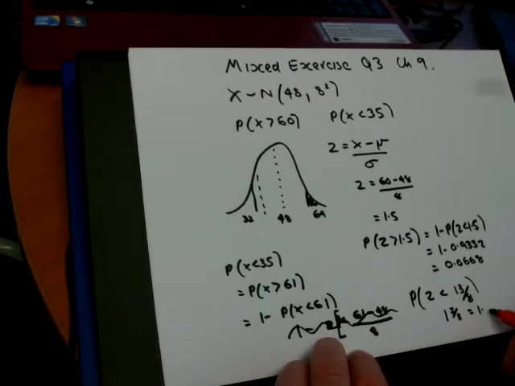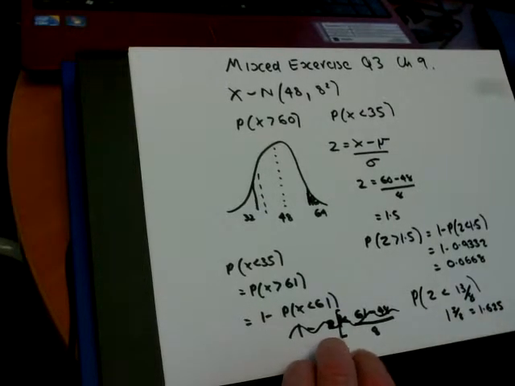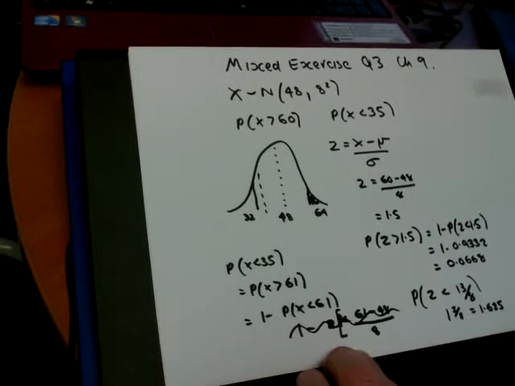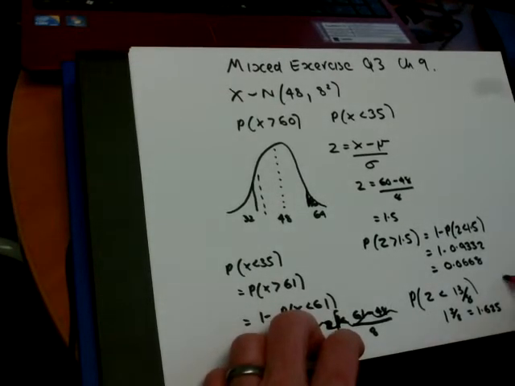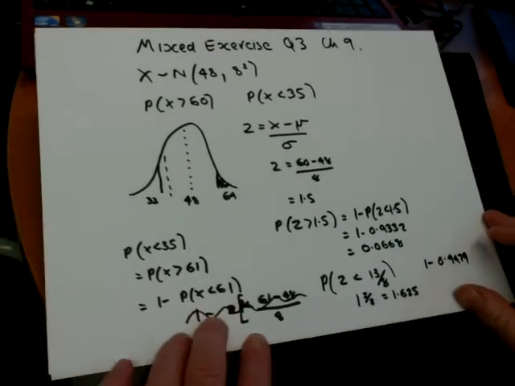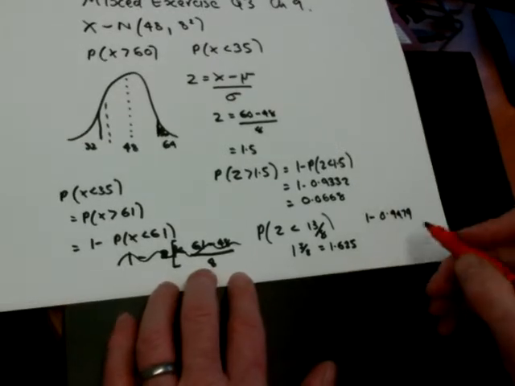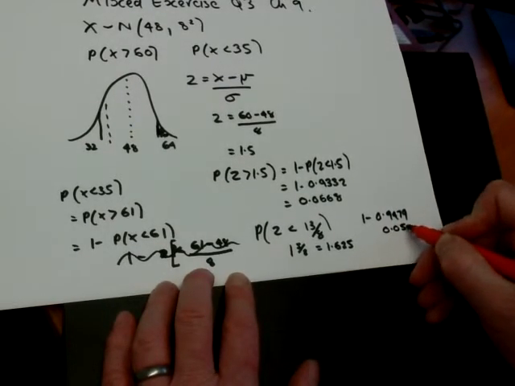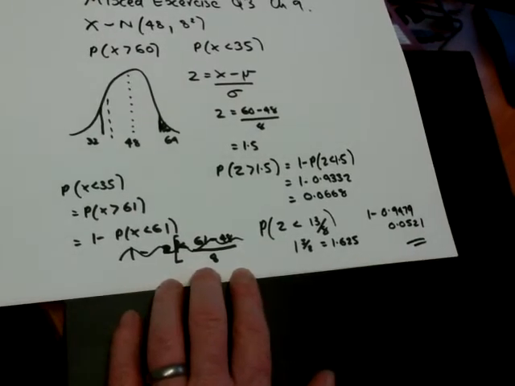That's equal to 1.625. If we look at 1.625, that's halfway between 0.9474 and 0.9484. So halfway between would be 0.9479, and so it's going to be 1 minus 0.9479. Bring this in so you can see it, and so 1 minus 0.9479 is 0.0521, and that will be the second answer.